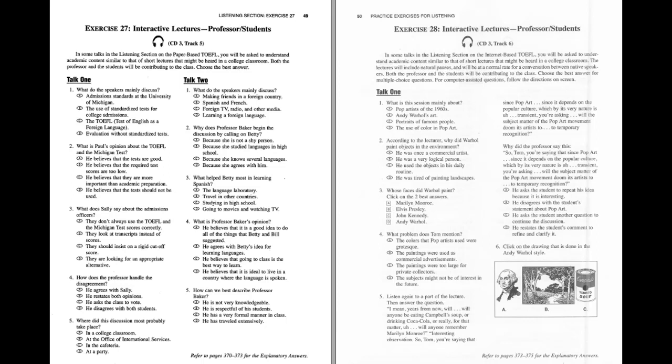Six. Select a drawing that is done in the Andy Warhol style.